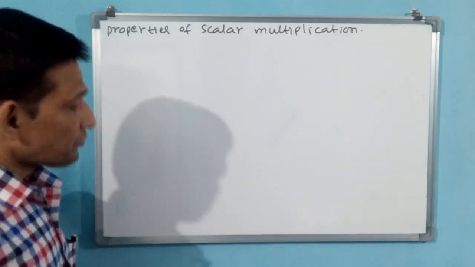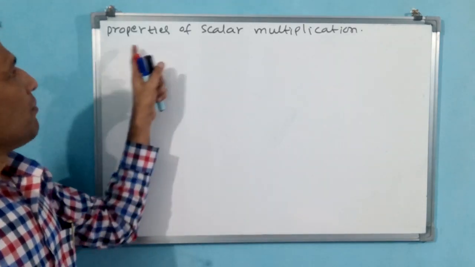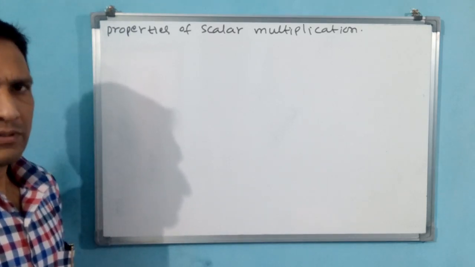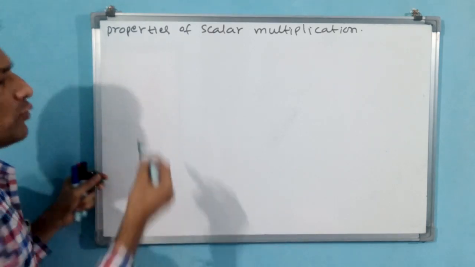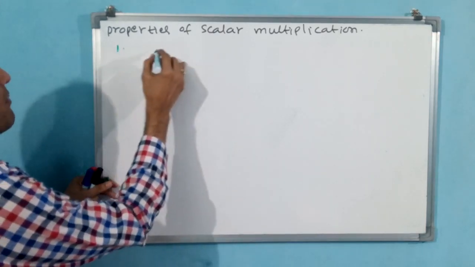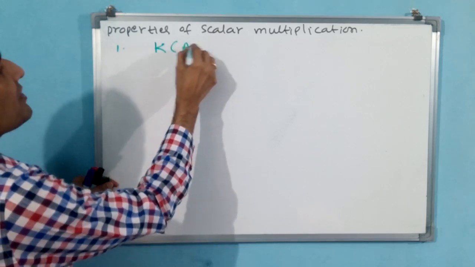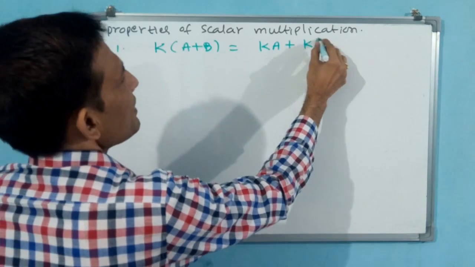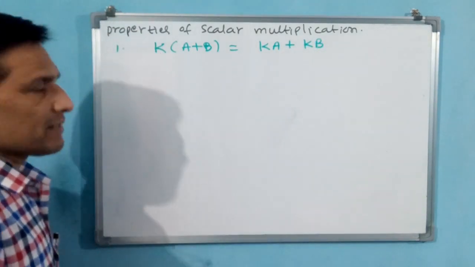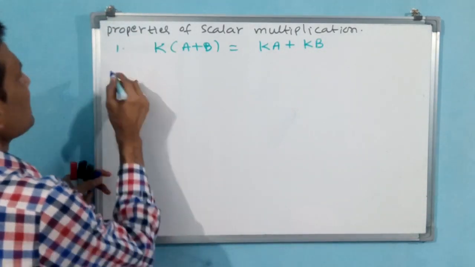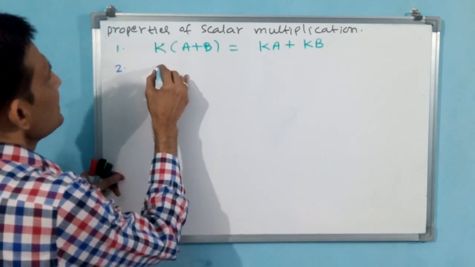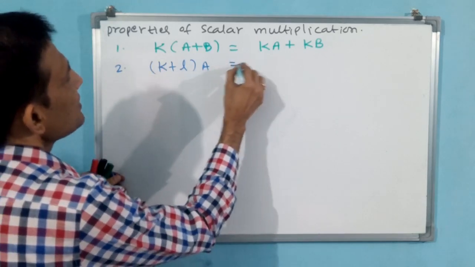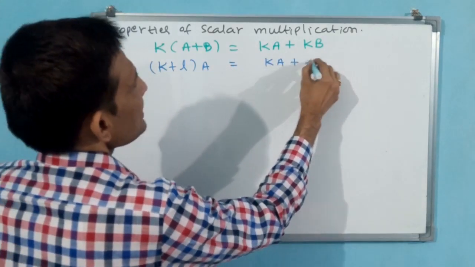Okay? You see, properties of scalar multiplication, two properties are there. We did not see proof for this. You simply note down. Number 1: k into (a plus b) is equal to ka plus kb. I will explain later. First, let us write two properties. Second property is (k plus l) into a is equal to ka plus la.